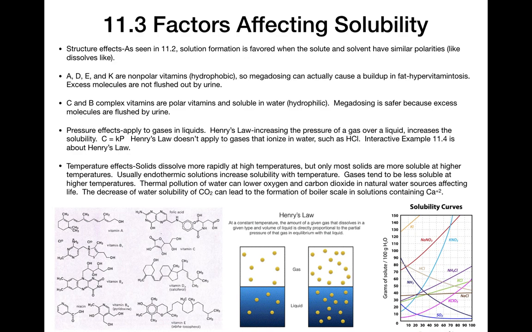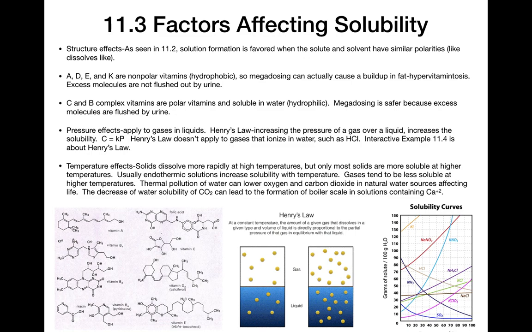Those vitamins are actually dangerous to megadose, because if you megadose, in other words, you decide to take supplements of A, D, E, and K that have high concentrations in them, you actually can cause A, D, E, and K vitamins to build up in the fat in your body. They're not flushed out by urine because they're not water soluble. So they come into the body, the body uses them, but if it doesn't use all of them, the rest is stored in the fat. You can actually build up to such a level in the fat of your body that you can get hypervitaminosis. So this is not seen, however, with C and B complex vitamins.